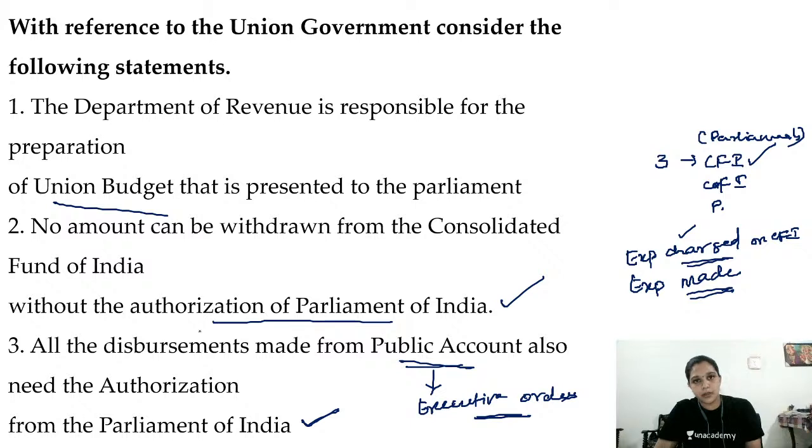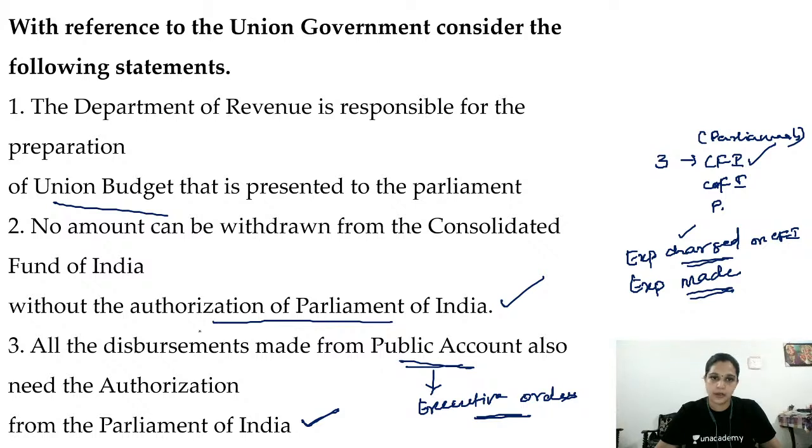Only the Consolidated Fund of India needs permission from Parliament. For the Contingency Fund of India, the President can take money out, or it is also called an executive order. For Public Accounts also, the money is taken out through executive order. For the Consolidated Fund of India, if you have to take the money outside, an appropriation bill has to be passed, and only then can the money come outside.